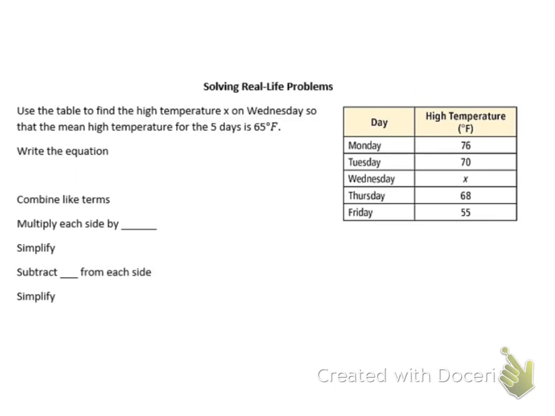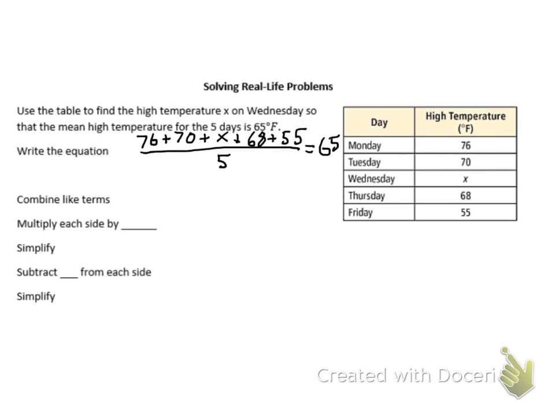All right, so first, let's focus on how we calculate a mean. In order to calculate a mean, what you're always going to do is add up all of your numbers first. So we've got 76 plus 70 plus our unknown temperature on Wednesday plus 68 plus 55. After you've added up all of your values, you divide by how many there were. 5. We were also told that the mean was 65, so that's what it's equal to.